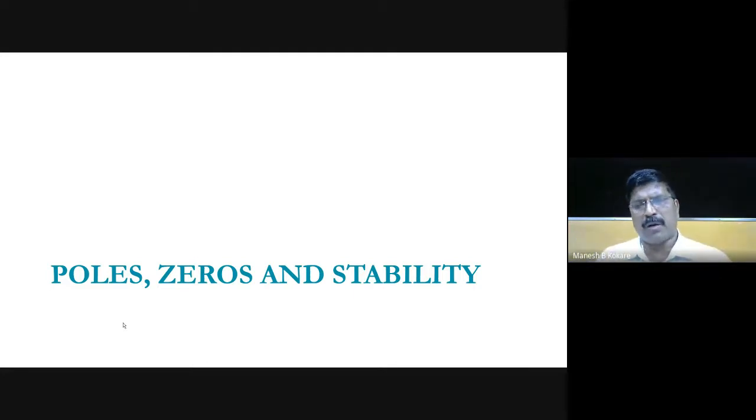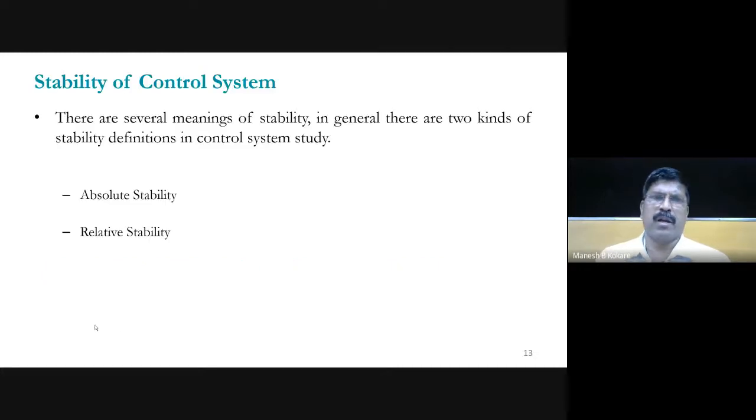Now, the next part of this lecture is understanding the concept of poles, zeros, and stability. What is meant by stability of a control system? We have the fourth chapter of control systems on stability. There are several meanings of stability in control. In general, there are two kinds of stability: absolute stability and relative stability. We'll study what is absolutely stable, what is relatively stable, and what is marginally stable. All those things we are going to study in our fourth chapter.